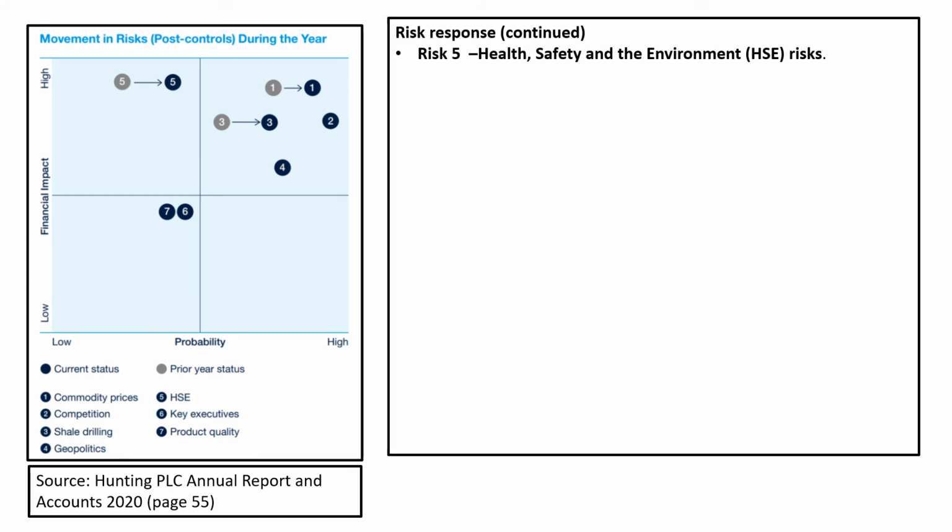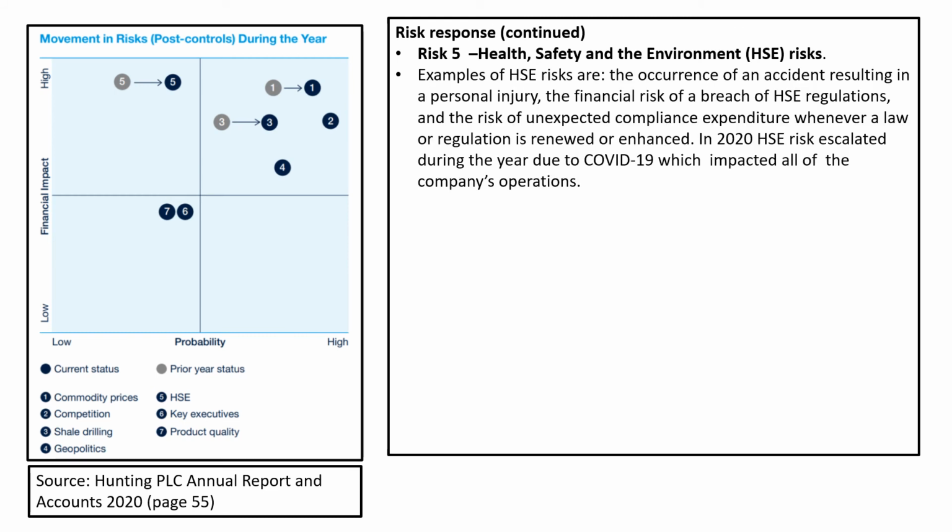Risk 5. Health, safety and environmental risk. Examples of a HSE risk that we had discussed earlier could be the occurrence of an accident resulting in personal injury, the financial risk of a breach of HSE regulations, and the risk of unexpected compliance expenditure whenever law or regulation is renewed or enhanced. In 2020, HSE risk escalated during the year due to COVID-19, which impacted all the company's operations.